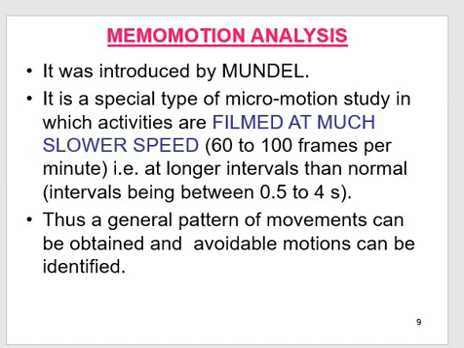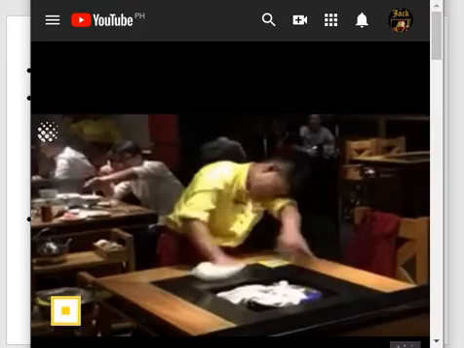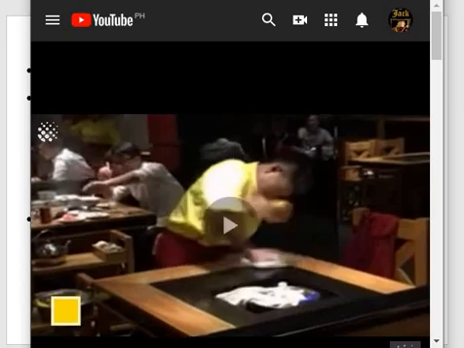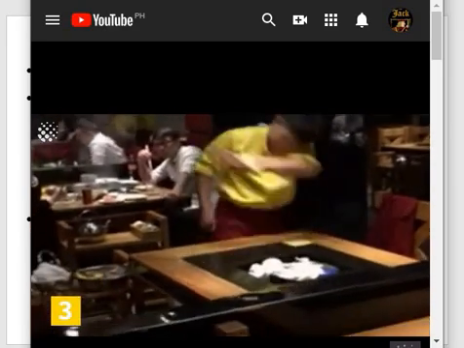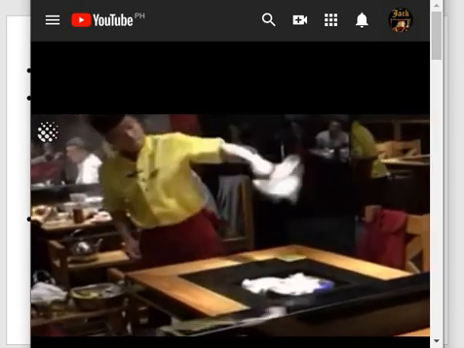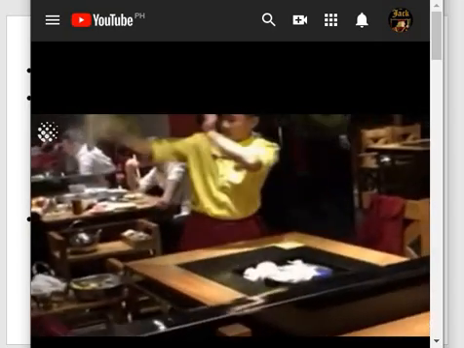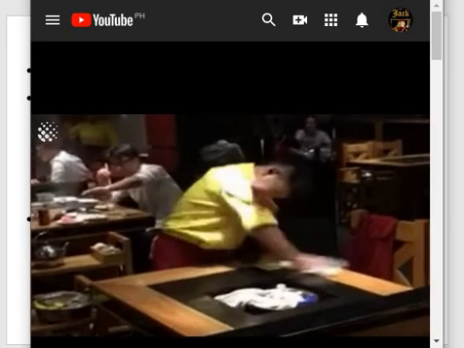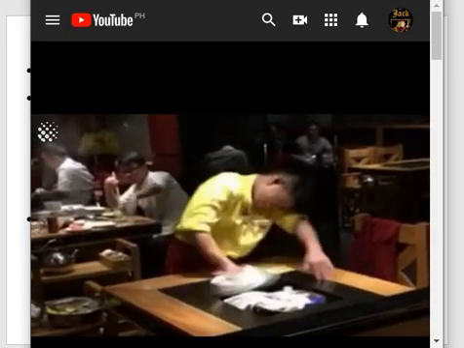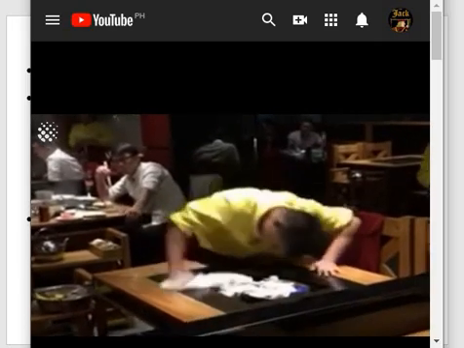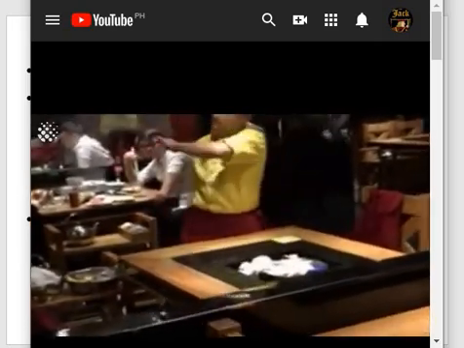Okay, so much slower. Thus, a general pattern of movements can be obtained. Avoidable motions can be identified. This one is applicable to very fast motions or movements. Okay. So an example of work where you can use memomotion is like this. So you notice she is very fast. Okay. It seems that she hits the table so much. Right? So you can slow it down to a much slower speed. Okay. So you notice there the repetitive motion. So bingo.